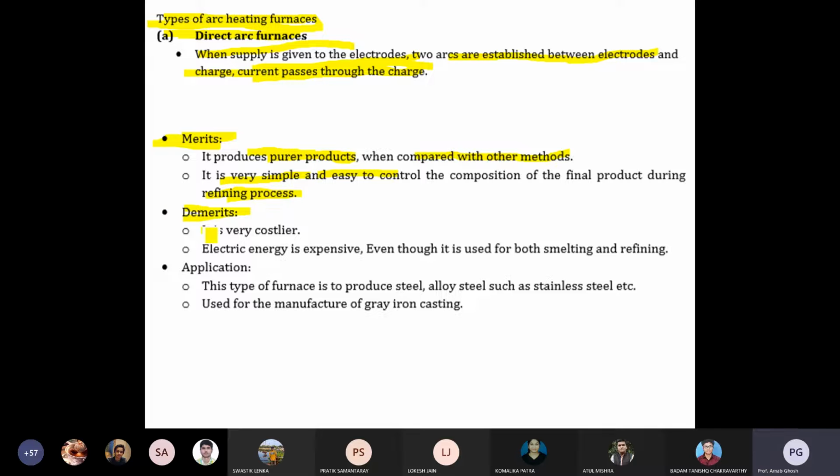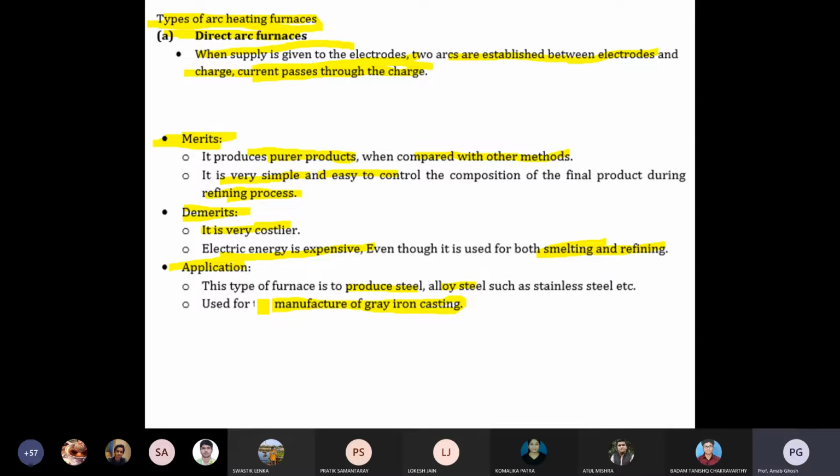Demerits: it is very costly, definitely, because of sophisticated devices. Electric energy is expensive, even though it is used for both smelting and refining. These are the demerits. Applications: this type of furnace is used to produce steel and alloy steel such as stainless steel, and it is used for the manufacture of gray iron castings.